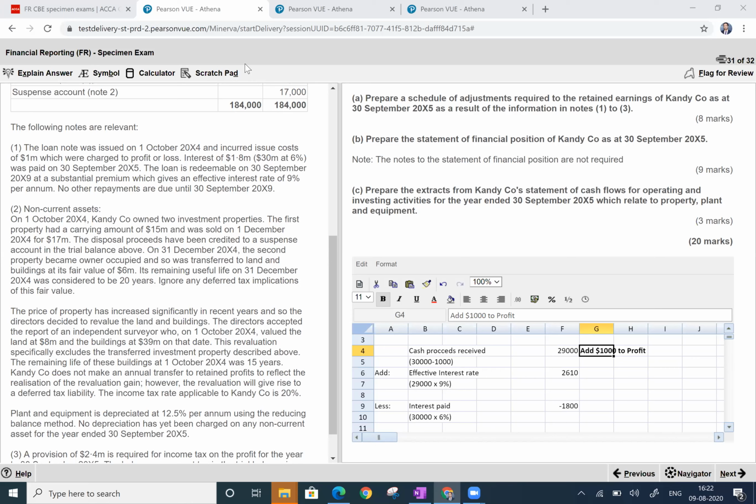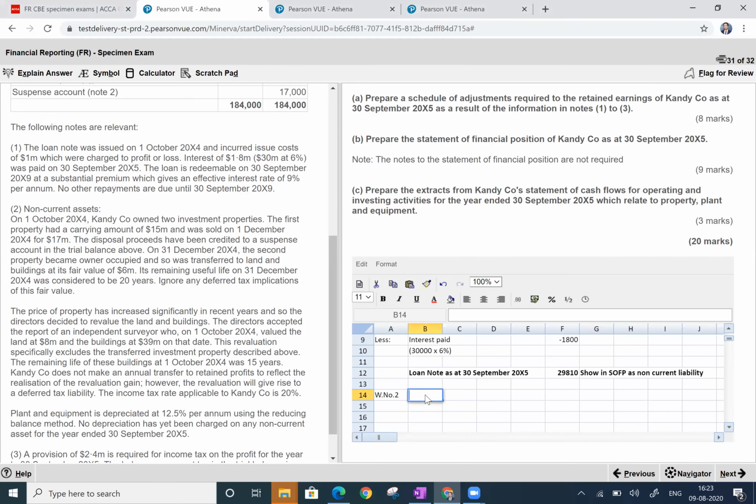Let's now do it one by one. Working note number 2. Investment property that has been sold, or disposal of investment property. One by one. So, investment property sold, what do we have to do?